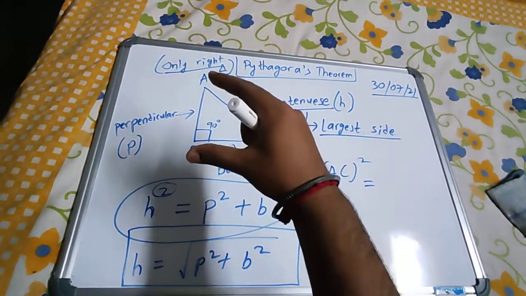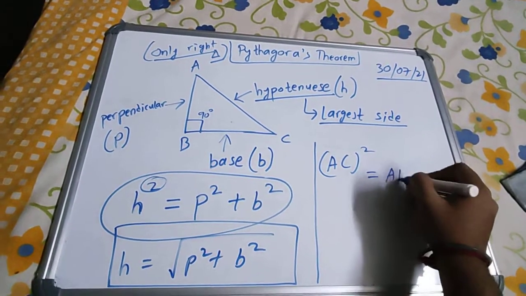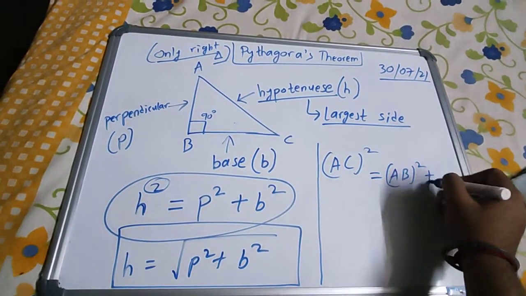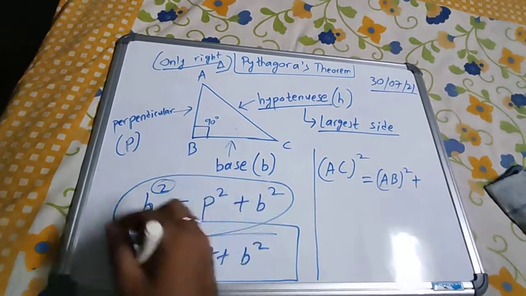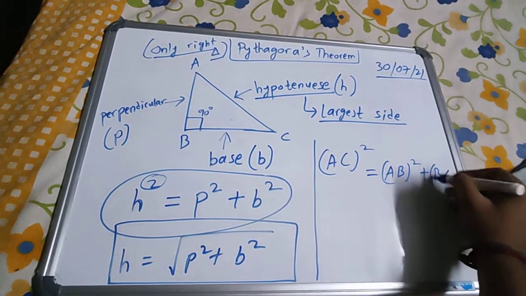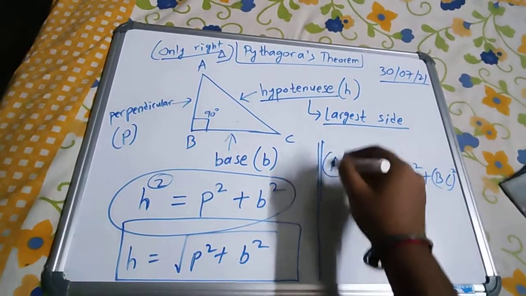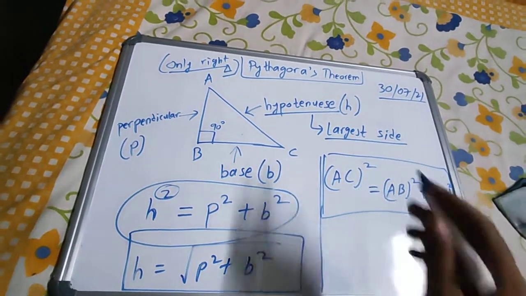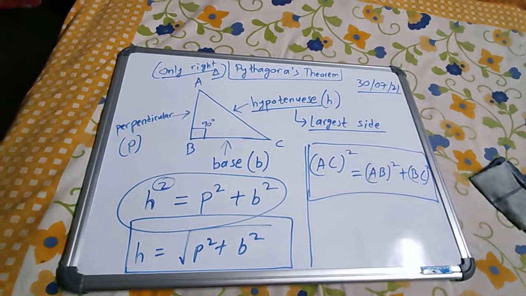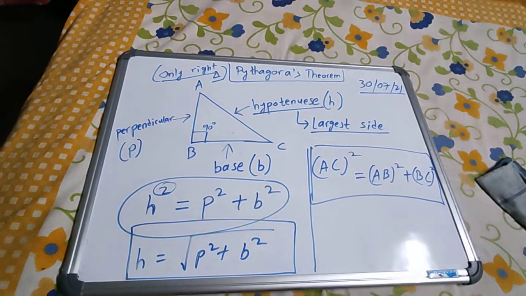perpendicular. What is the perpendicular? AB whole square plus, what is the base? BC whole square. Okay, this is the relation for this triangle. Okay, so this is the Pythagoras theorem.